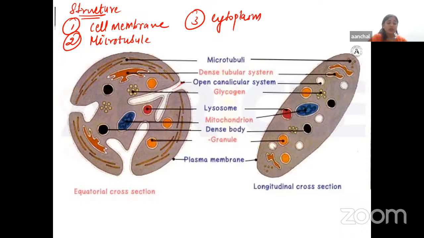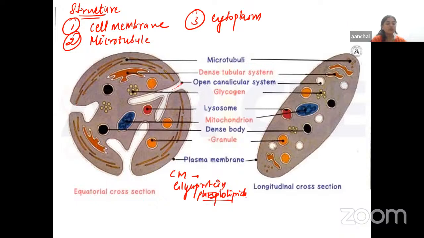Right, now the cell membrane of platelets contains three very important substances: glycoprotein, phospholipid, and also lipoprotein. Okay, so now we are going to talk about glycoproteins and phospholipids. Okay, so the glycoproteins are basically present.